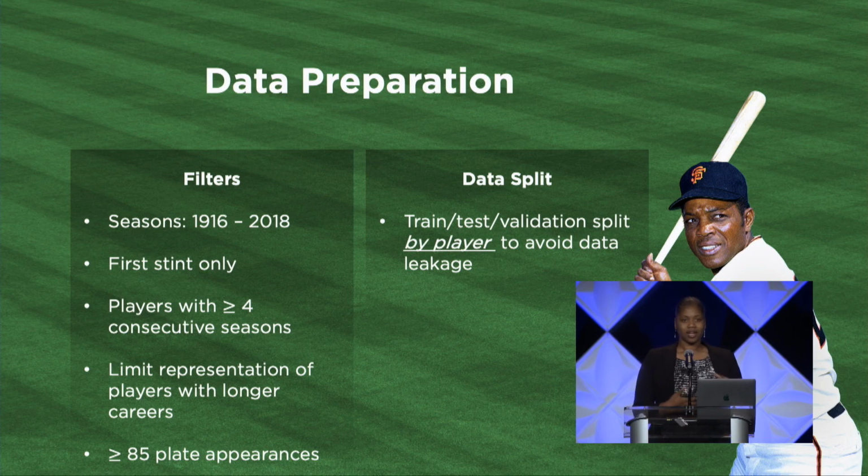So to limit their influence, I downsampled players that had longer careers. And then to focus on hitters, I required the player to have at least 85 plate appearances.